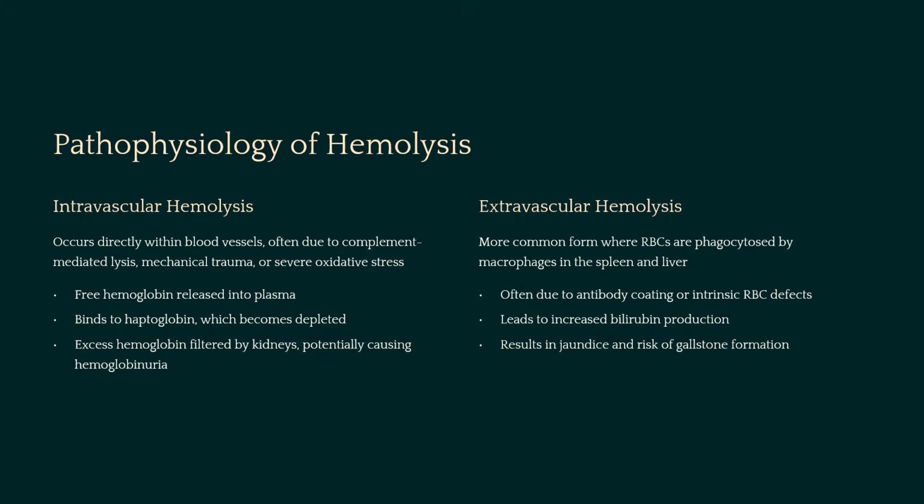Now, during extravascular hemolysis, often due to antibody coating or intrinsic RBC defects, it leads to increased bilirubin production, resulting in jaundice and risk of gallstone formation. So in extravascular hemolysis, as we know, the RBCs are destroyed by the macrophages of the reticuloendothelial system, which contains two vital organs of our body: one is the spleen, another one is the liver.